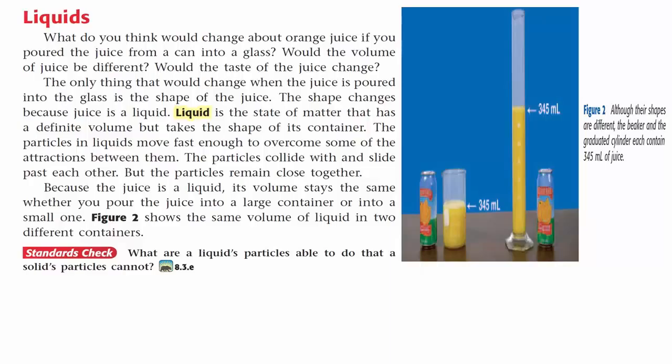The particles in liquids move fast enough to overcome some of the attractions between them. The particles collide with and slide past each other, but the particles remain close together. Because the juice is a liquid, its volume stays the same, whether you pour the juice into a large container or into a small one. Figure 2 shows the same volume of liquid in 2 different containers.